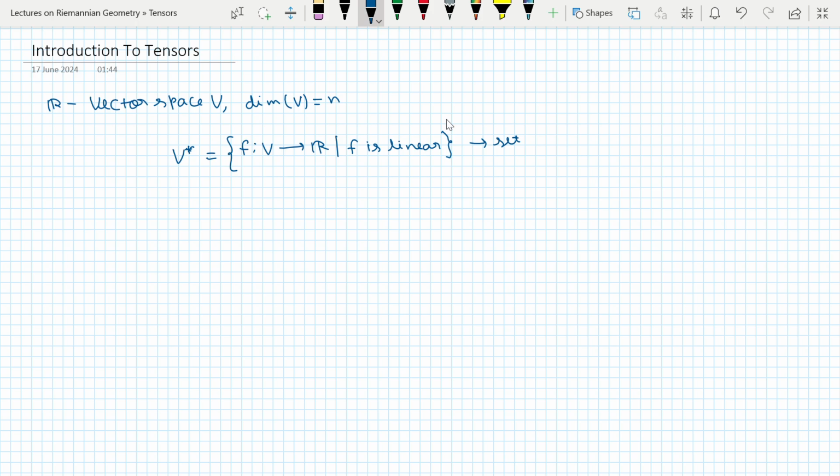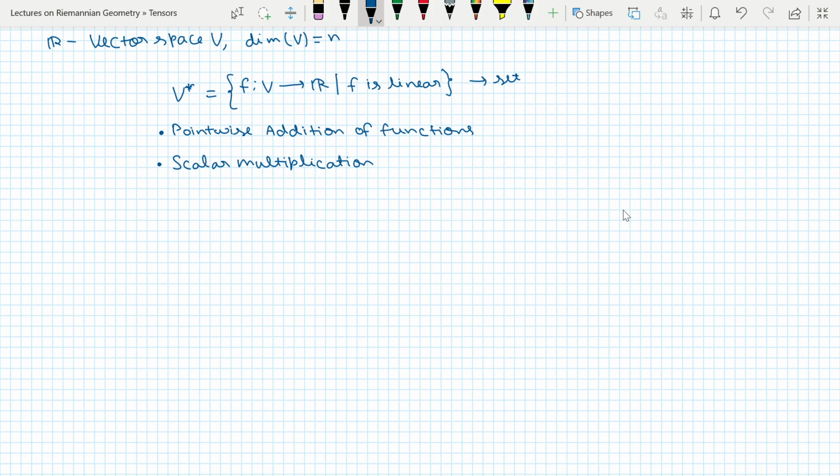Right now this is just a set. If you define two operations here, the first one is the pointwise addition of functions, and the second is the scalar multiplication, then with these two operations, this set V star forms a vector space.